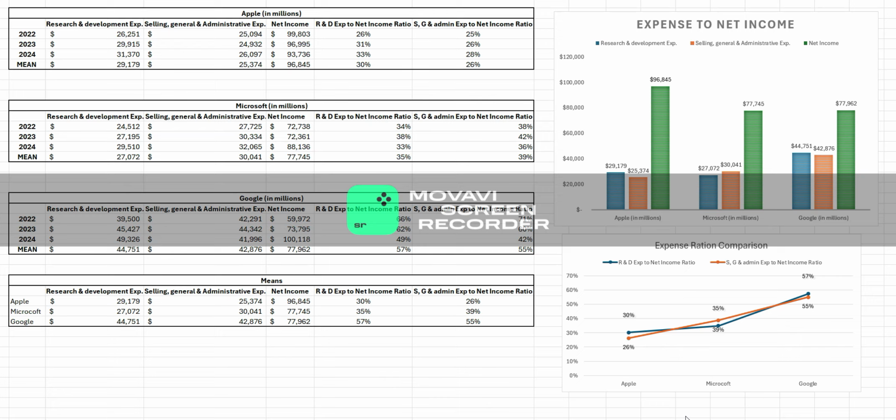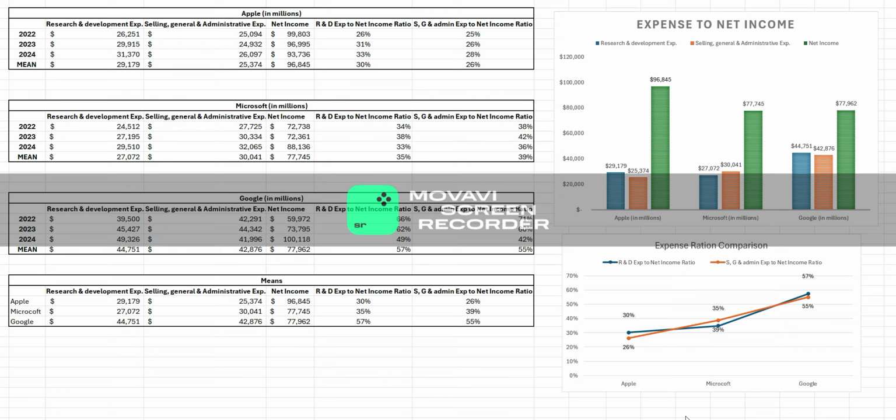I calculated the expense to net income ratio for both research and development expenses and selling and general and administrative expenses. I also calculated the means for all three companies for the 3-year data. That was the main data that was compared for this decision.